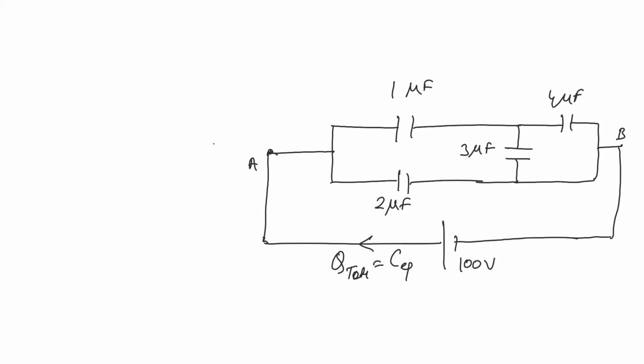Because the battery will apply 100 volts between A and B. So it is C equivalent into 100. This much charge the battery will give. Now this much charge will go here. Then distribution will happen. Let's take Q1 is going here, Q2 is going here. Right? So definitely Q total is Q1 plus Q2. So you have to find how much is Q1, how much is Q2.